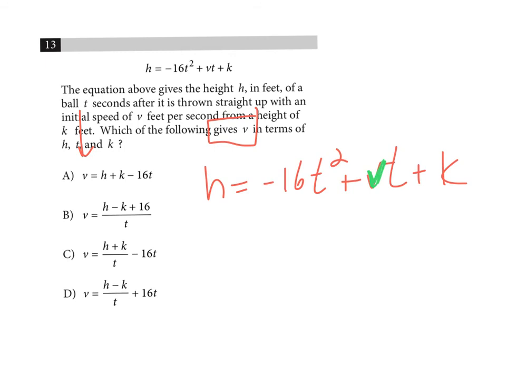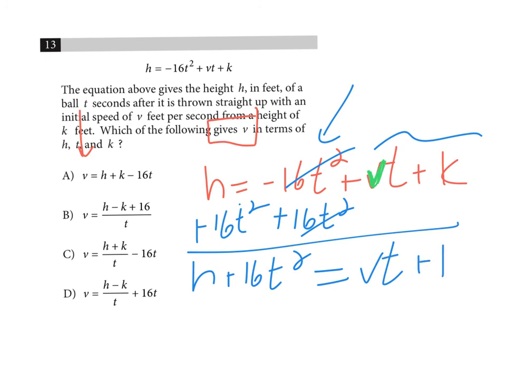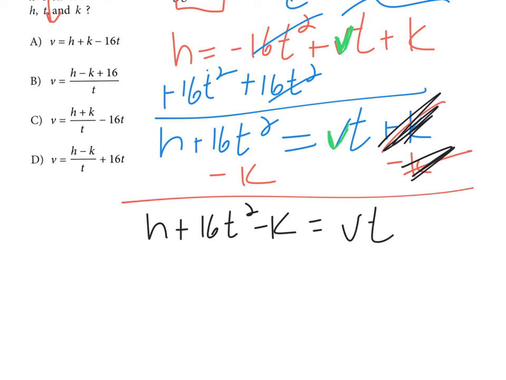Well, the first thing I'm going to do is try to get rid of this negative 16t squared by adding it to both sides. So I'm going to add 16t squared to both sides. So I have h plus 16t squared. That equals, well, I have over here vt plus k. Again, I'm trying to get the v by itself. So the next thing I'm going to do is subtract k from both sides to get rid of this term. So here I'm going to have h plus 16t squared minus k. On the right-hand side, the k's are gone, so I have v times t.